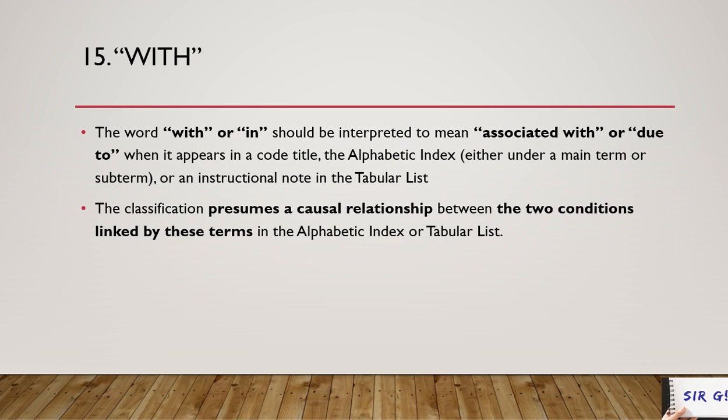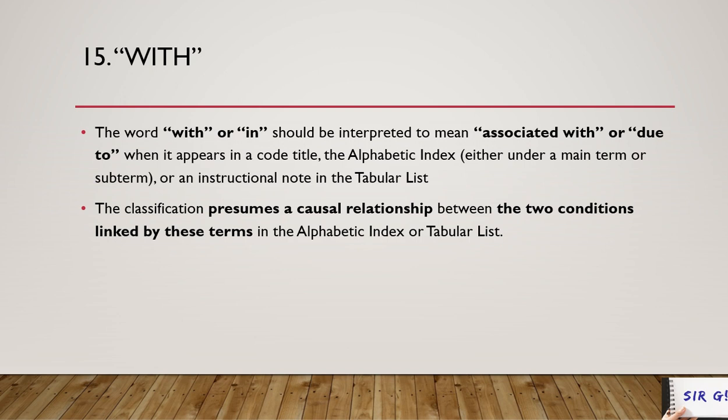With: the word "with" or "in" should be interpreted to mean associated with or due to. Like hypertension with kidney disease, hypertension with heart disease. Meaning you can assume or associate that the heart disease is due to that hypertension, or your kidney disease is due to that hypertension. Or when it appears in a code title in the alphabetic index, either main term or subterm, or the instructional note in the tabular list exists. Guys, when you see these words "with" or "in", you can always presume a causal relationship between the two conditions linked by these terms, even if there's no specific documentation by the doctor linking them together, because your instruction is you can always presume a causal relationship as per your index.